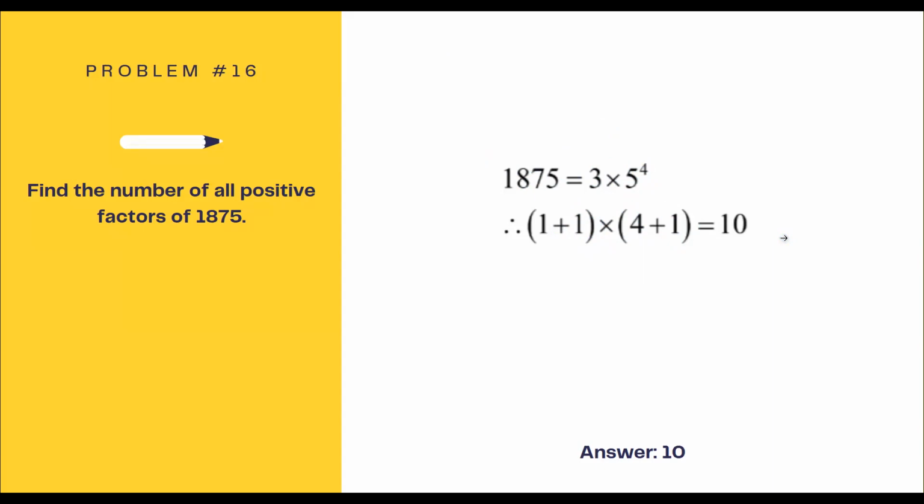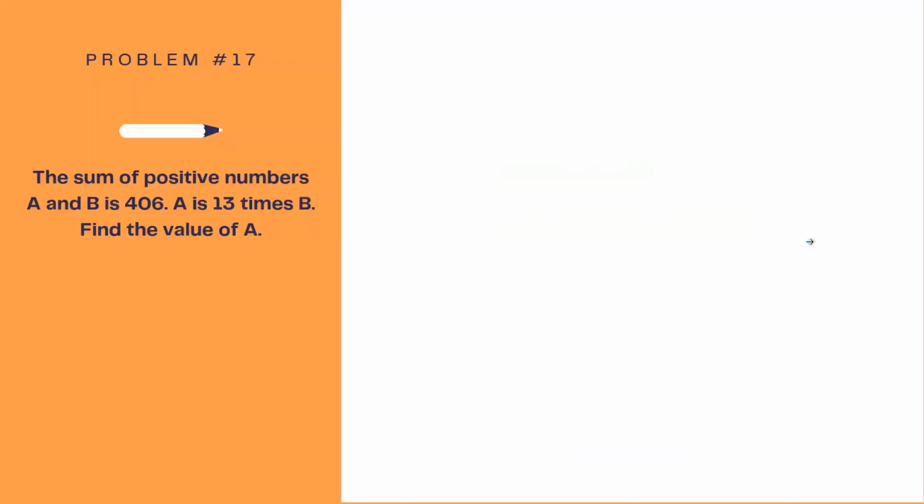So do you have any question? None. So we proceed to the next problem. Problem number 17. The sum of positive numbers A and B is 406. Then A is 13 times B. So find the value of A. What do you think is the answer?